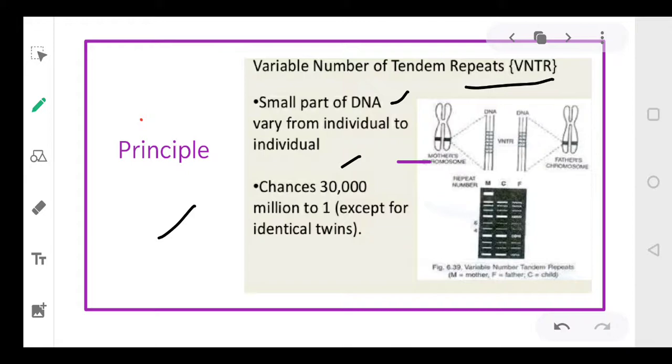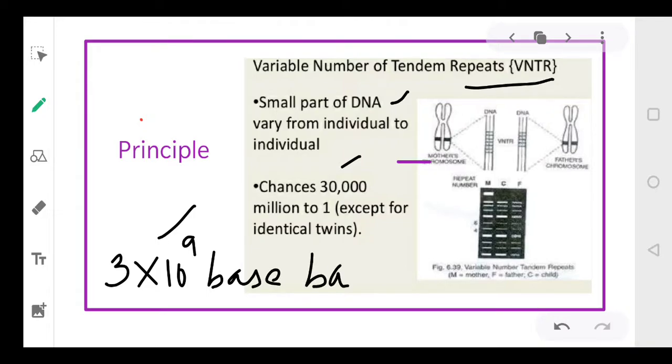Tell me, students, what are variable number of tandem repeats? They are small parts of the DNA that vary from individual to individual, right? Because we know 99.9% of the base sequences in humans is the same. And what is the genome size? Can you tell me how many base pairs we have in human beings? We have exactly 3 into 10 to the power 9 base pairs.